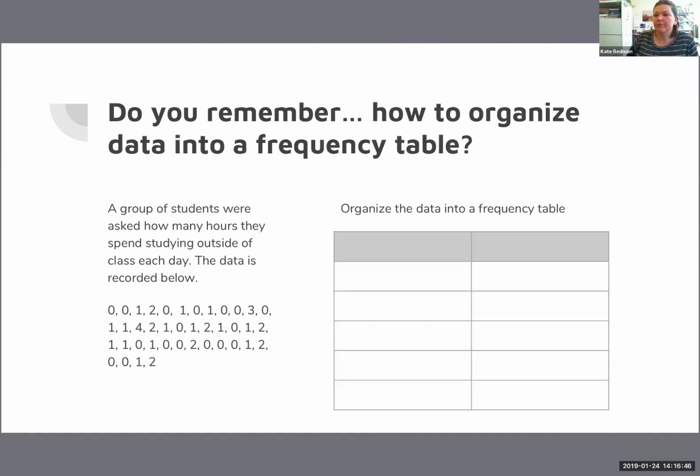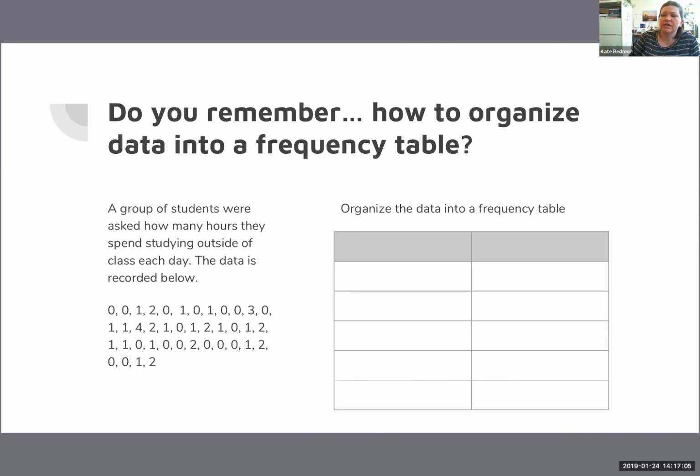So next thing, do you remember how to organize data into a frequency table? So here's that exact same data. There's my group of students. I don't like the list of 40 numbers, and I would like it even less if it was 100 numbers. What if I asked 1,000 students? What if I asked 10,000 students? That would be one long, ugly list.